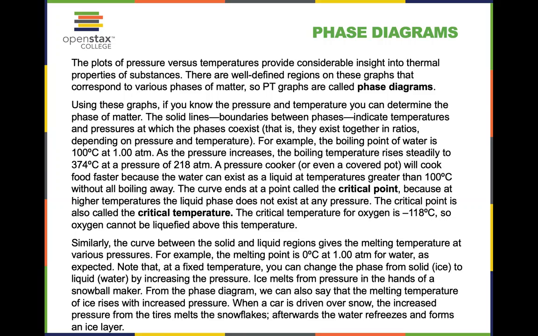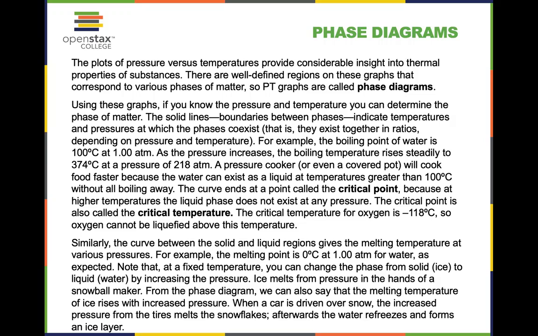Similarly, the curve between the solid and the liquid regions gives the melting temperatures at various pressures. For example, the melting point is 0 degrees C at 1 atm for water, as expected. Note that at a fixed temperature, you can change the phase from solid, which is ice, to liquid, which is water, by increasing the pressure. Ice melts from pressure in the hands of a snowball maker.